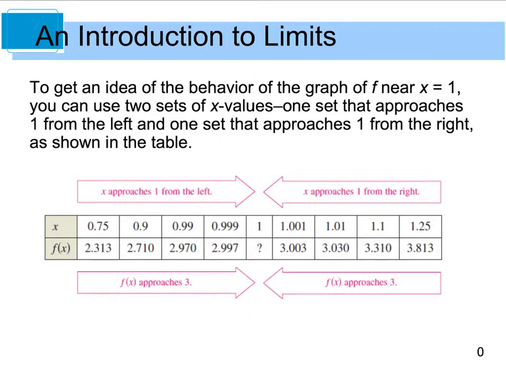So what we can say is that the limit as x approaches 1 of f of x equals 3. Now keep in mind that f of 1 still does not exist. We cannot say it equals 3, we can just say as x approaches 1, the limit equals 3.